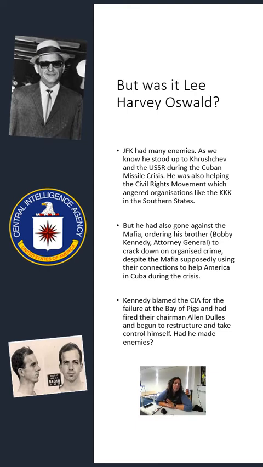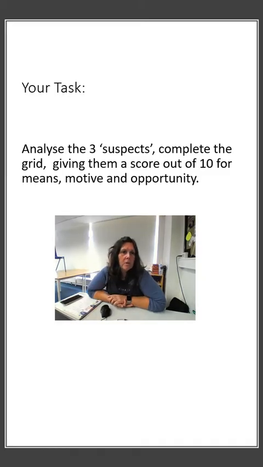So you can see why it's not just as simple as it being a lone gunman, okay? But the Warren Commission had said that was the case. But what you're going to do, guys, is analyse the three suspects, all right? There's a grid to complete, which is attached to Show My Homework, and you're going to give a score based on the evidence you find for the means, the motive, and the opportunity for each of the three suspects.